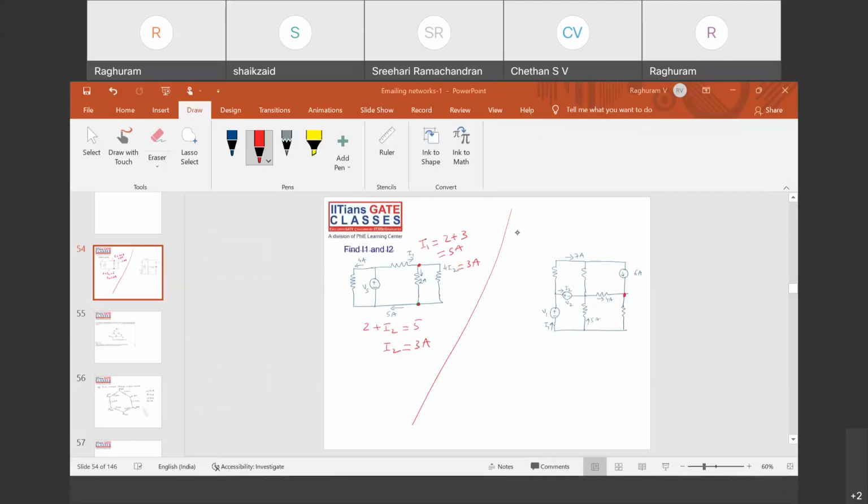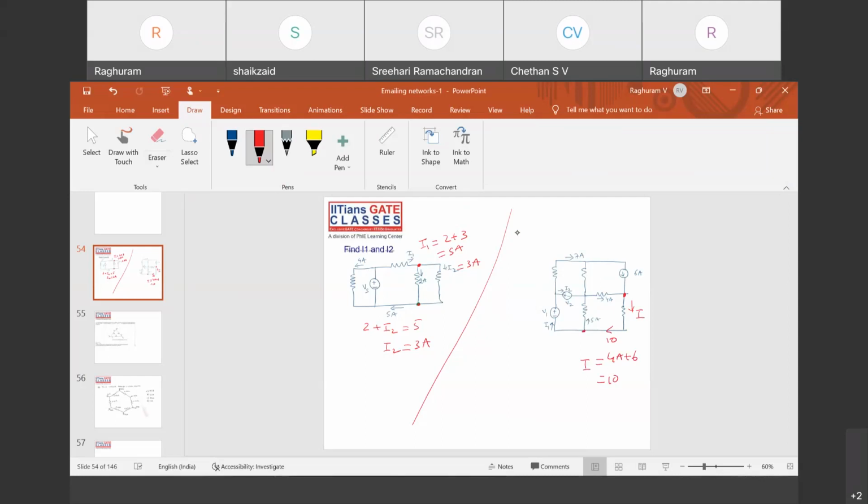Tell me what are the incoming currents? I'll assume a direction here. This way, the incoming current is 4 amperes. This is also incoming, plus 6, is equal to say some I. I is equal to 4 plus 6, 10 amperes. So 10 amperes flows from here.